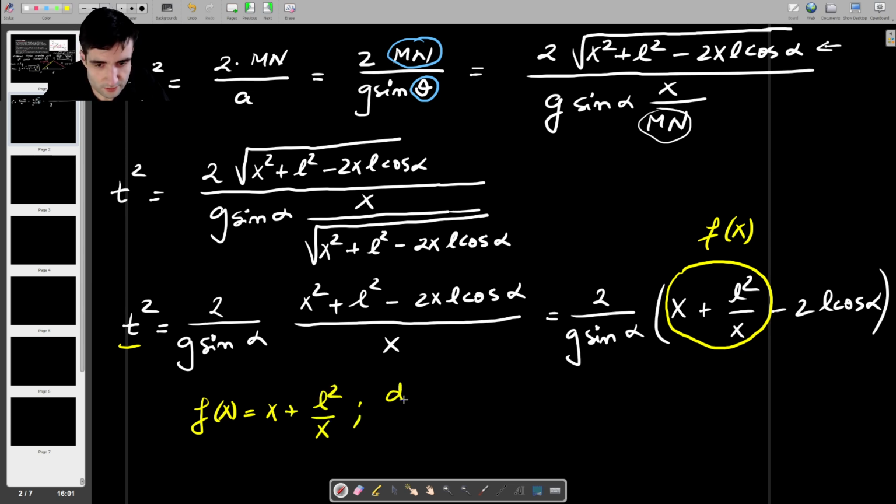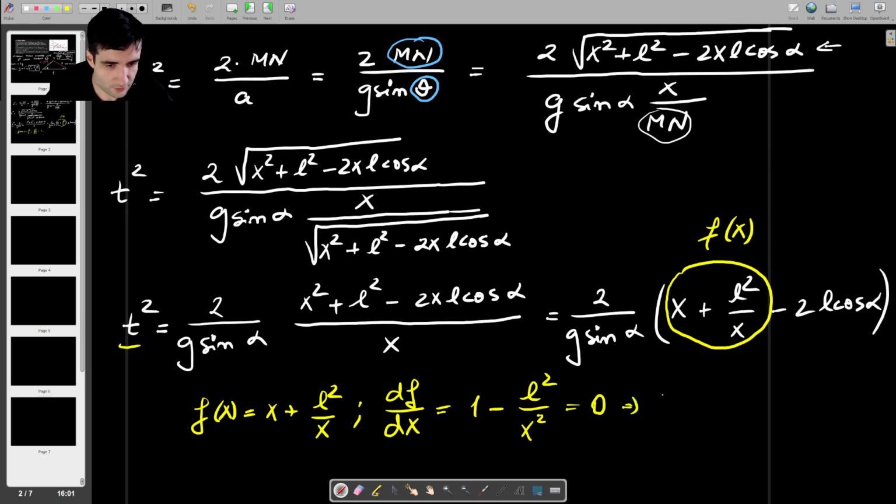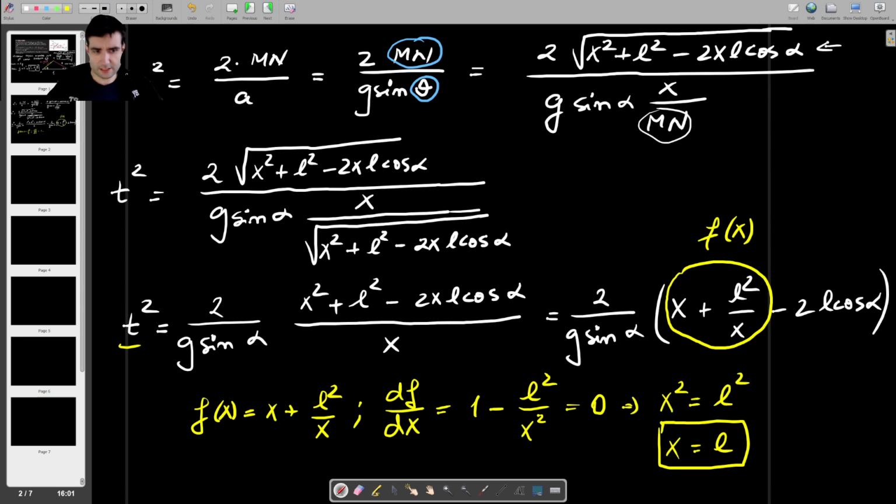find the stationary points. So we do df by dx, which is gonna give us 1 minus L squared over x squared, and this is gonna be equal to 0, right? So x squared is equal to L squared, and the only valid stationary point is x is equal to L. Yeah, we don't take the negative because this is a physics problem. We're not doing pure maths here. So x is equal to L will actually give us the minimum.